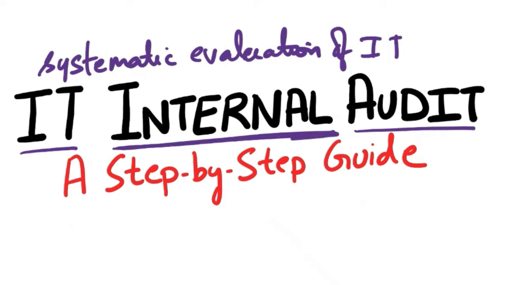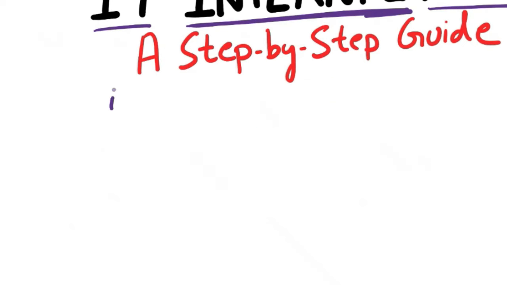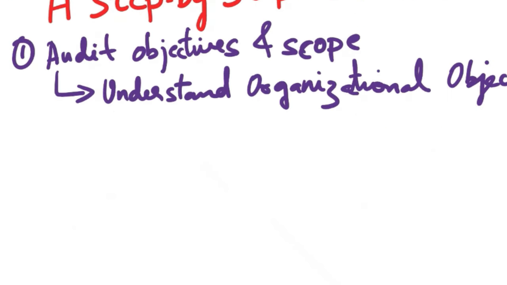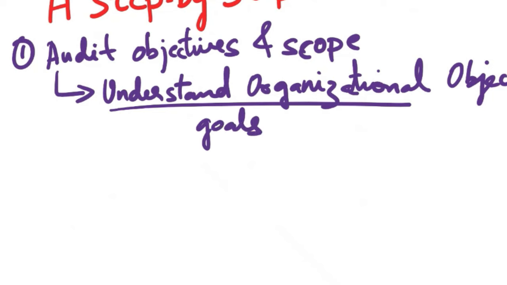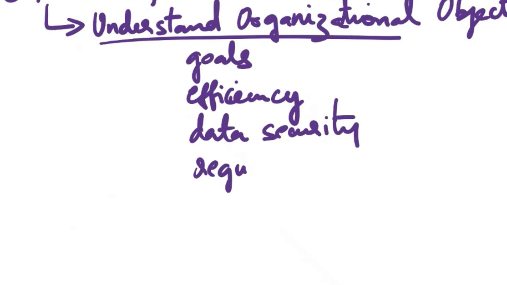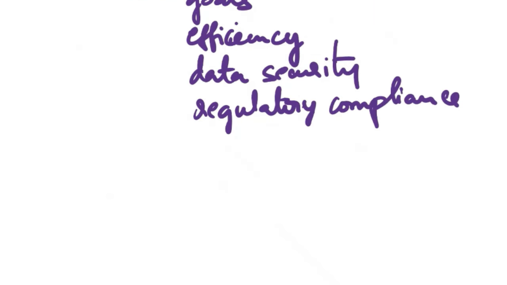Internal audits are conducted by auditors who are employed by the organization itself, rather than any external audit firms. Now let's look at its steps. The first one is defining audit objectives and scope. In this, the first step is to understand organizational objectives. So you begin by understanding the overall goals and objectives of the organization. These could include improving operational efficiency, enhancing data security, ensuring regulatory compliance, or achieving specific business objectives.